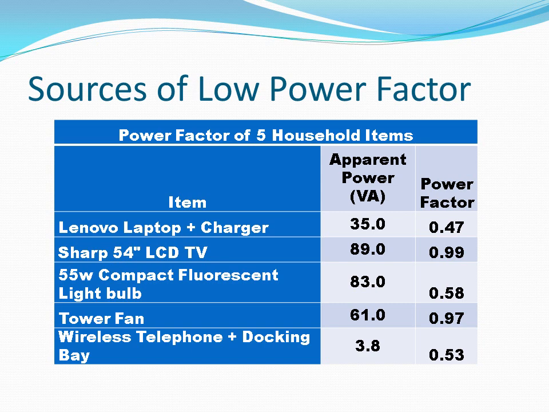Now that we have an understanding of what power factor is, we need to know some sources or loads that have a low power factor. Here are 5 household items that are measured for apparent power and power factor. We see the LCD TV and tower fan have the best power factor, close to unity, or 1, and the laptop and wireless telephone have the worst. Only half of the current supplied is being used effectively in these 2 products.